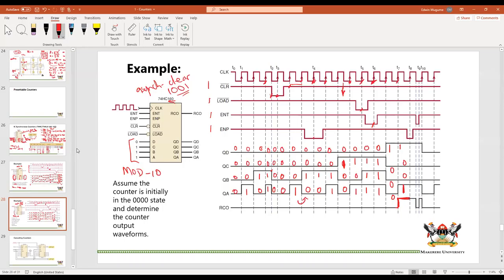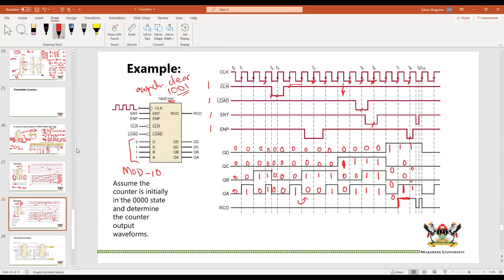At the next clock, where we should be circling back to 0000, we find that ENP is a zero. And when ENP is a zero, we cannot count. So we really can't recycle back to 0000, meaning we are going to stay at 1001.